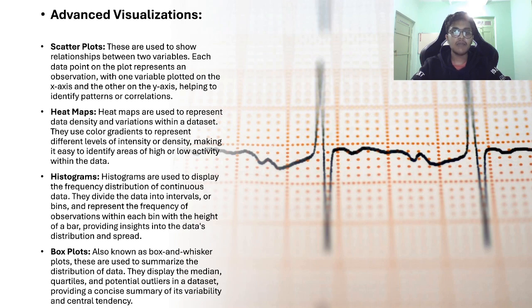Histograms. Histograms are used in order to display the frequency distribution of continuous data. They divide the data into intervals or bins and represent the frequency of observations within each bin, with the height of a bar providing insights into the data distribution and spread. Lastly, we have box plots, also known as box and whisker plots. They are used to summarize the distribution of data. They display the median, quartiles and potential outliers in a data set, providing a concise summary of its variability and central tendency. Moving on to the next slide.